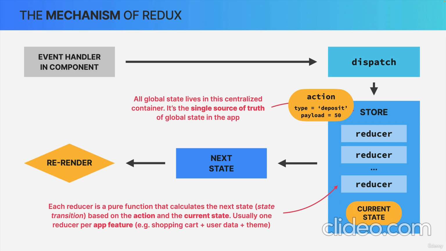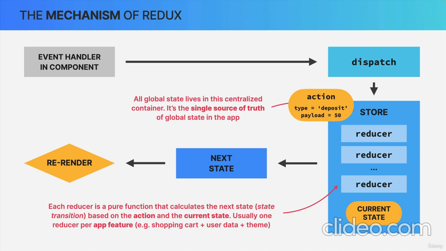Now, you might be wondering why there are multiple reducers in this store. Well, it's because we should create one reducer per application feature or per data domain in order to keep things separated. For example, in a shopping app, you could have one reducer for the shopping cart, one for some user data, and one for the application color theme, for example. Finally, any component that consumes the state that has been updated in the store will, as always, get re-rendered by React, at least if we're assuming that we're using Redux together with a React app. Okay, so that's the Redux store, but now let's focus on the action again.